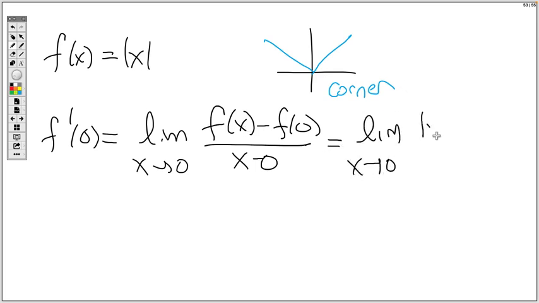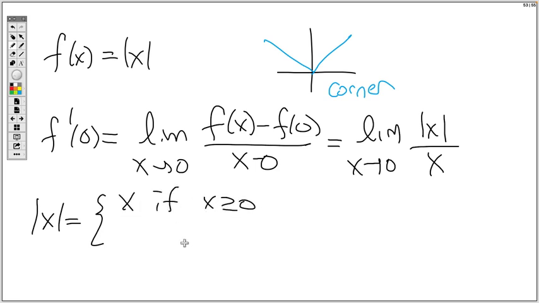So f of x is the absolute value of x. What's f of 0? 0. What's x minus 0? X. Okay? Now, of course, look what happens. I've got an absolute value of x. X is heading into 0, and 0 is where the absolute value changes. You follow? So, absolute value of x is one of two things. It's going to be x itself if x is bigger than or equal to 0, or if x is less than 0, what's the absolute value going to be? Minus x, the opposite of x.